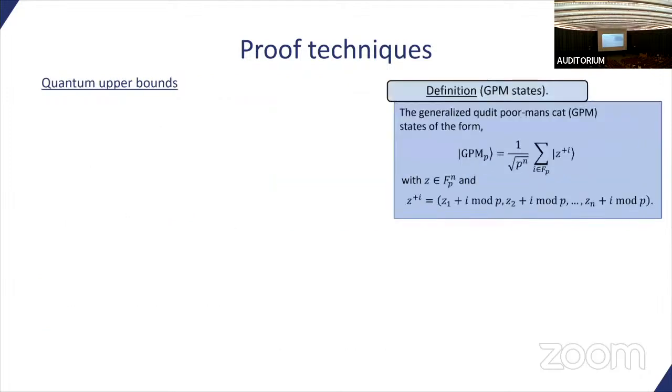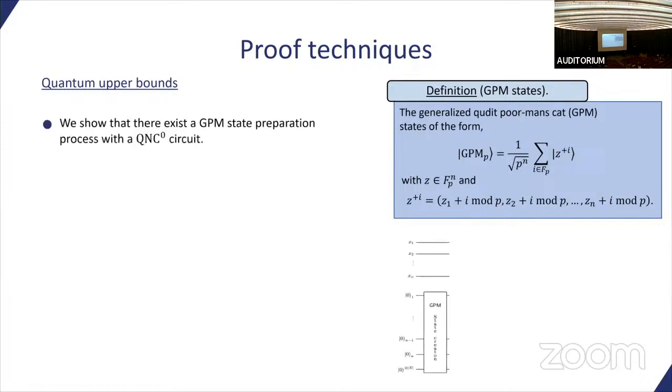So the last thing that is missing is to create the quantum circuits that solve this. And here we take inspiration from the quantum strategy. However, the optimal quantum strategy needs GHZ states, and we cannot build them in QNC0. But we can build Buhrman's cat states. In this case, we need qudit Buhrman cat states, the generalization to qudits. We show that there exists a quantum circuit that can create these states in constant depth.